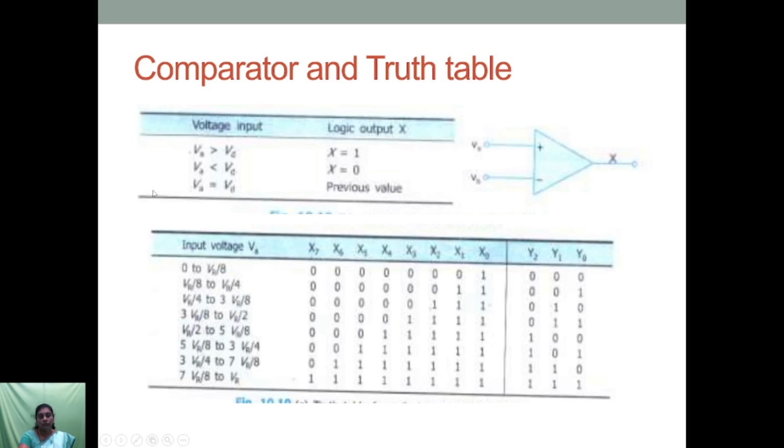So whenever the analog voltage is greater than the voltage applied at the negative terminal, the output will be 1. Suppose the analog voltage is less than the other end voltage, the output we will get is 0. Suppose both the terminals have the same voltage, then the previous value will be given as the output. So this is the truth table followed for the comparator.